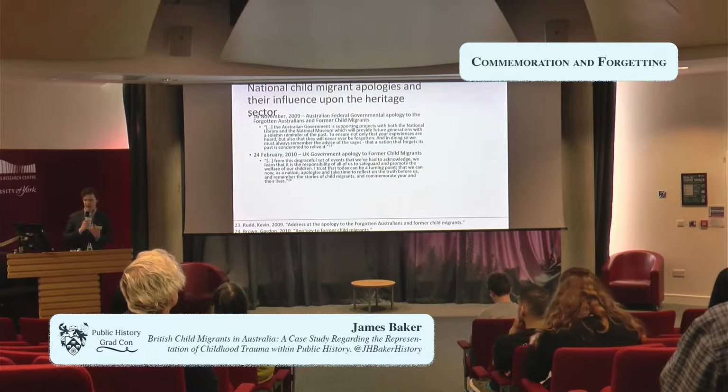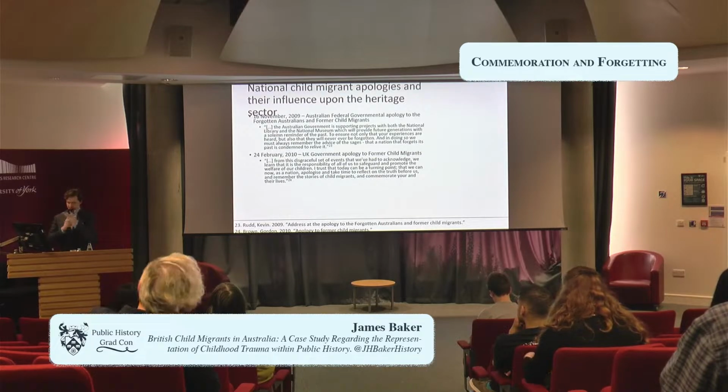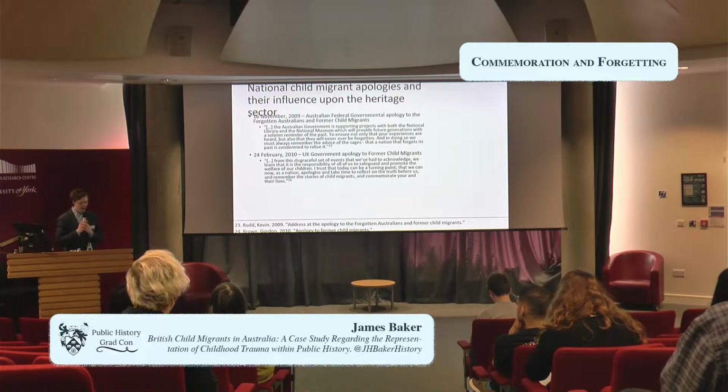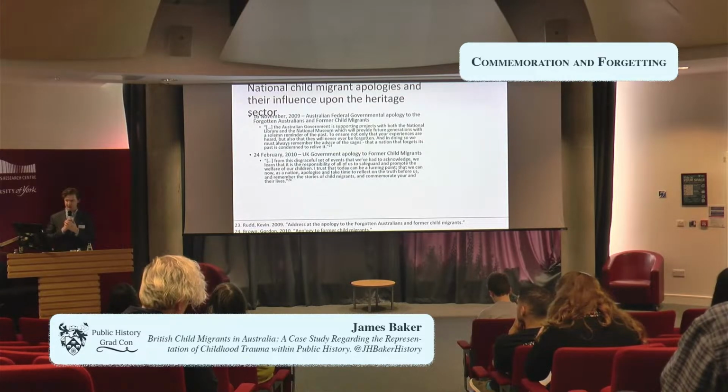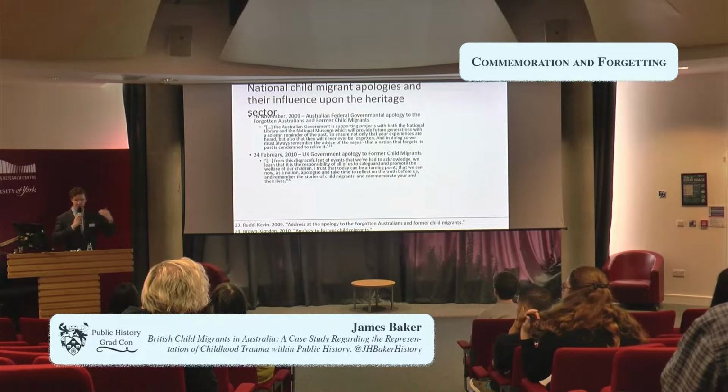There was a further turning point in 2009 and 2010 when both national governments issued apologies, at least in part, to former child migrants. Australia's apology, issued by then Prime Minister Kevin Rudd, promised an increased amount of funding for museum and library projects dedicated at least in part to former child migrants. The UK issued no similar guarantees, instead viewing their own apology as a memorial moment in and of itself.